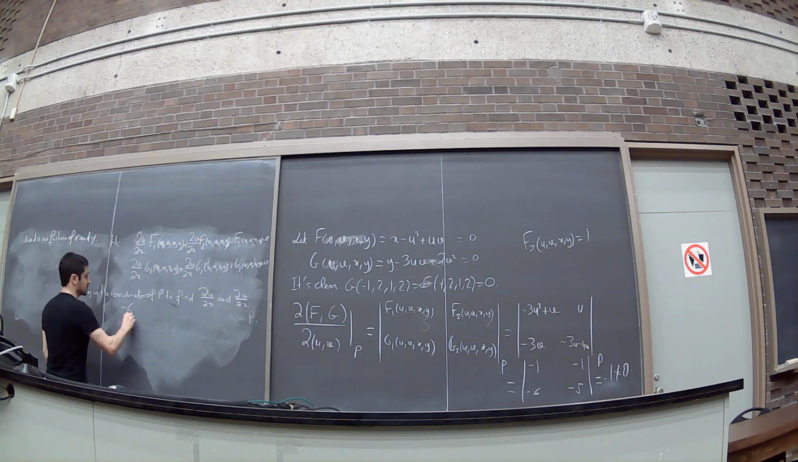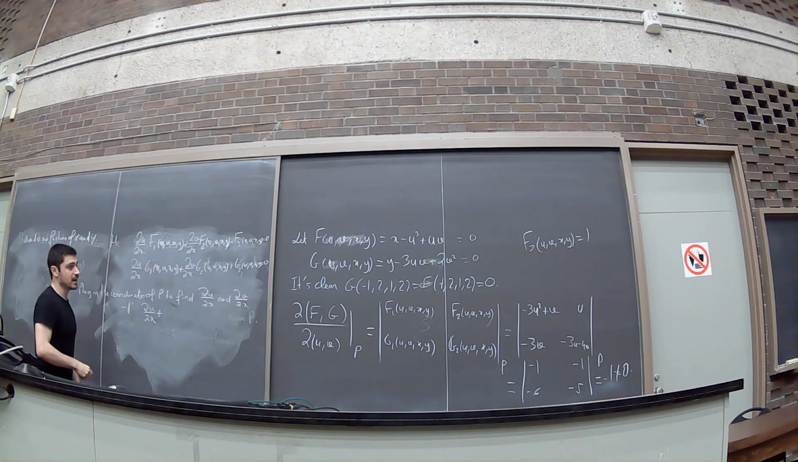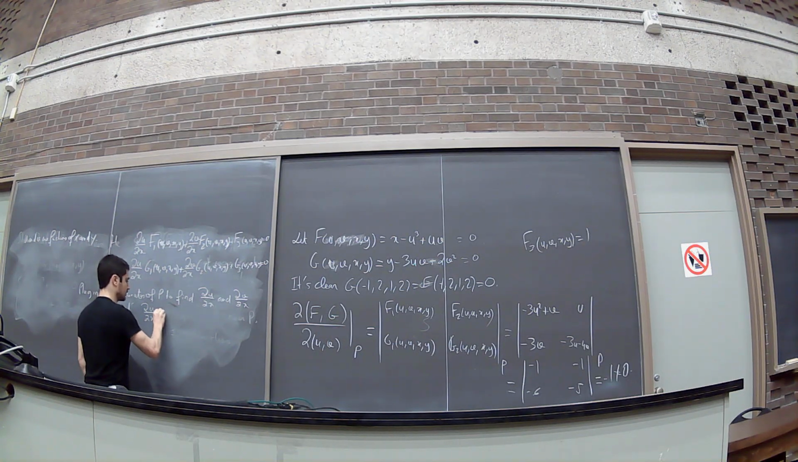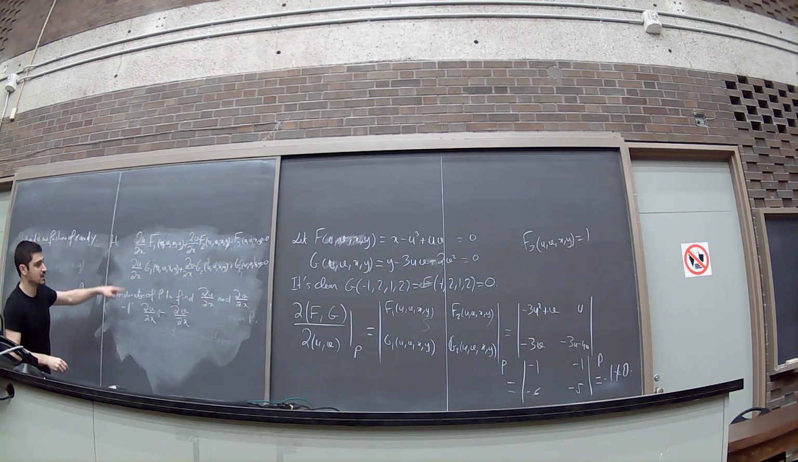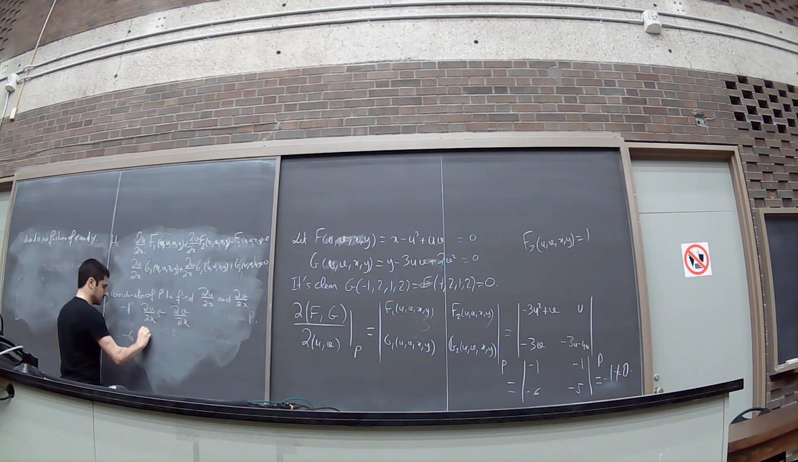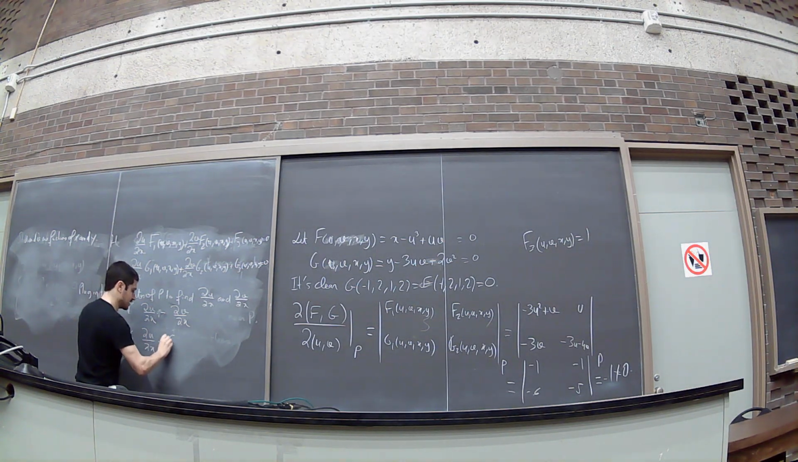So, what do I get? I get minus 1 del u del x, plus, how many del v del x? Minus 1 as well, right? And then what do I get here? How many del u del x? It's minus 6. And then I get minus 5 del v del x.